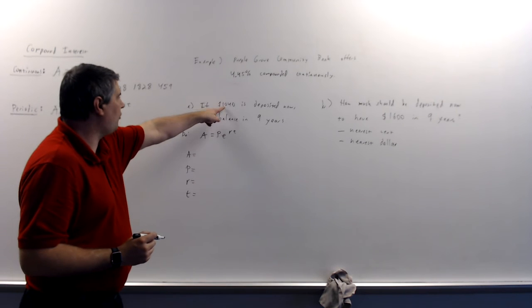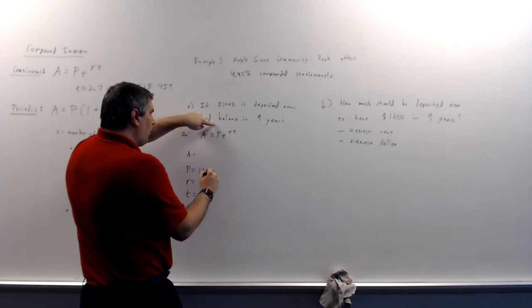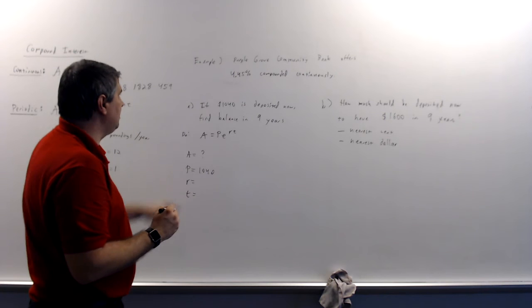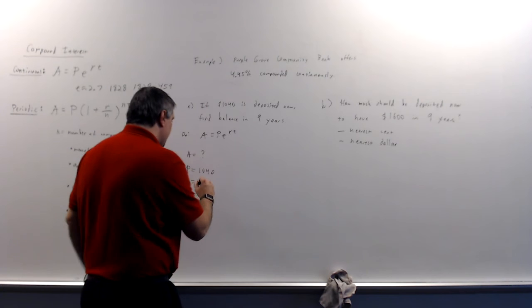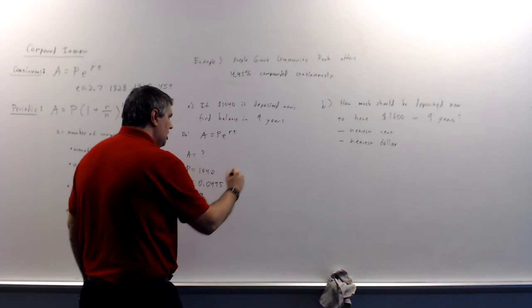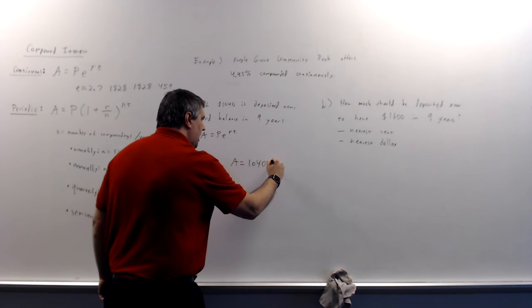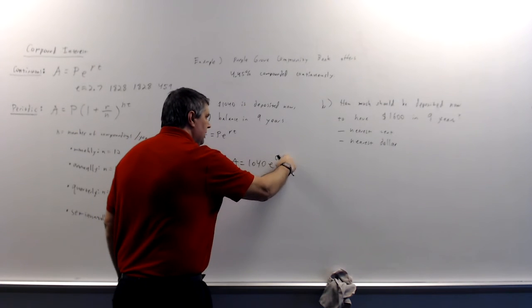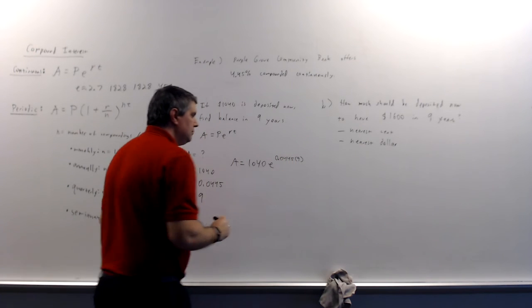So 1,040 is what we're starting with. That's our principal. We're looking for what the balance is going to be, an accumulated value, in 9 years. The rate, either move the decimal point over 2 places or just divide by 100, is 0.0445, and t is 9 years. So A equals 1,040 times e to the 0.0445 times 9 power.